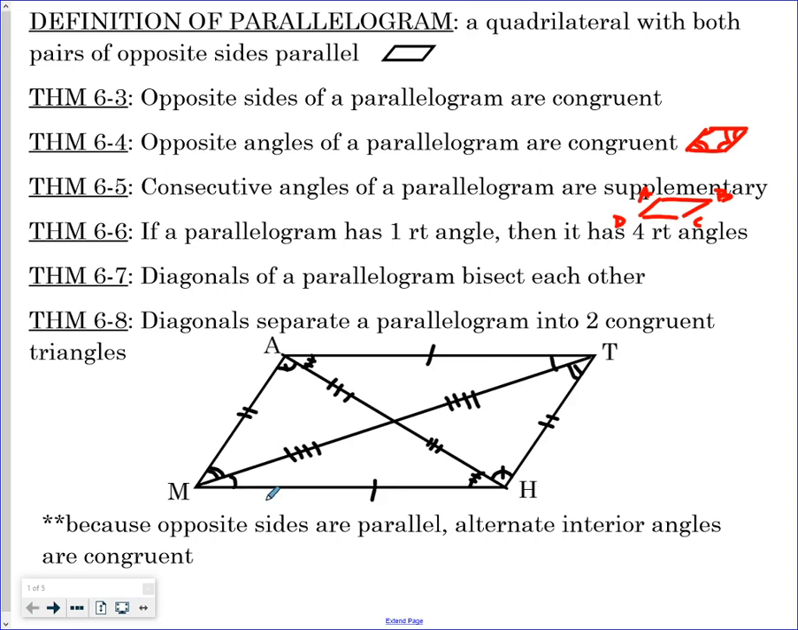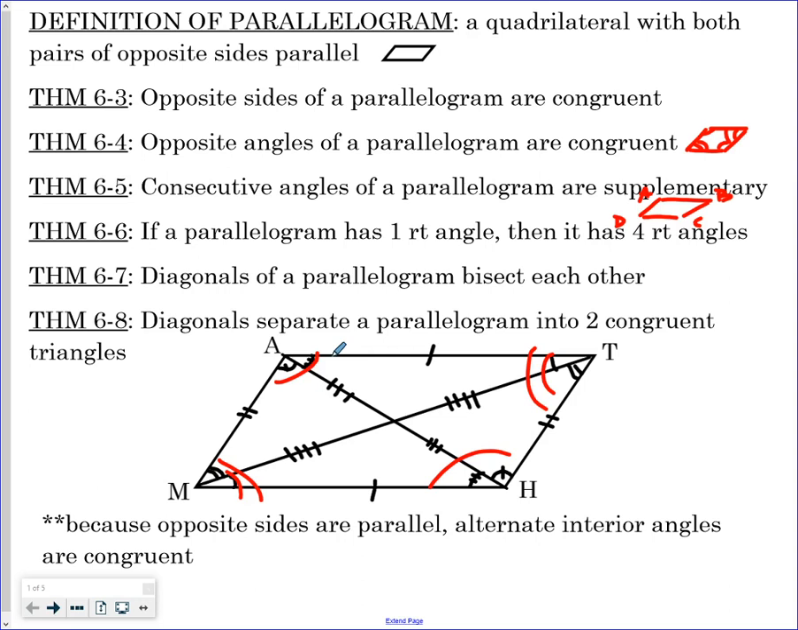Okay. Because opposite sides are parallel, alternate interior angles are also congruent. That's why I have these extra angle congruence signs. So I know this one's congruent to this one, and this one's congruent to this one, the big ones, okay? But if I have a diagonal drawn, then angle MAH would be congruent to THA. Do you see how I have everything drawn in one picture? Okay? So it's a bunch of information.